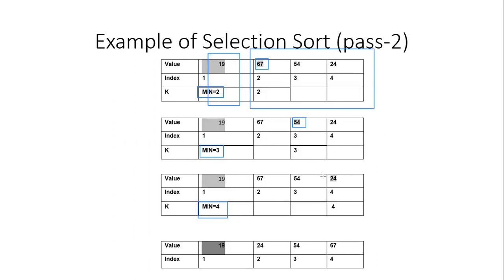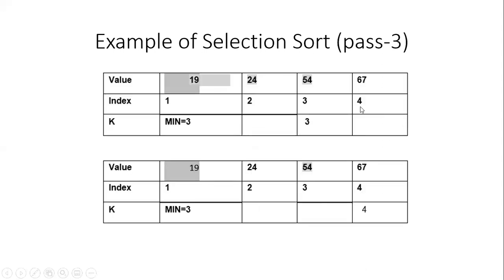We are going to interchange it with the second element. So 24 comes here and 67 comes here. Now we have a sorted list of 2 elements and an unsorted list of 2 elements. Because the unsorted list is of only 2 elements, there will be only one comparison. So compare the 2 elements 54 and 67. Because 54 is smaller than 67, hence the minimum will remain 3 and there will be no need to interchange. And 54 is actually placed at its correct position.